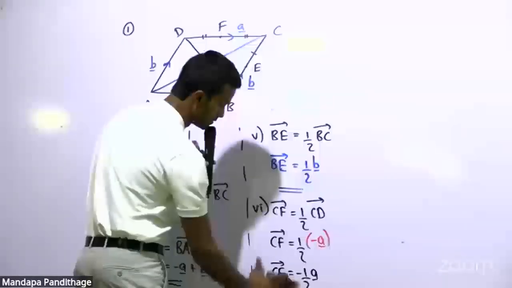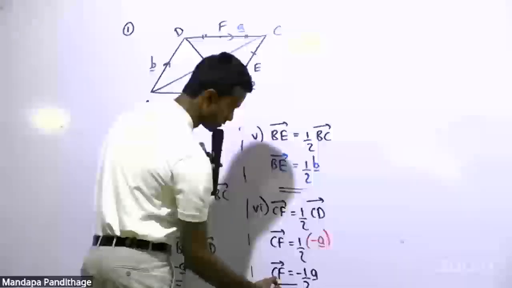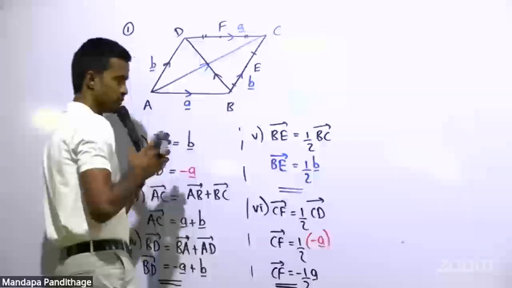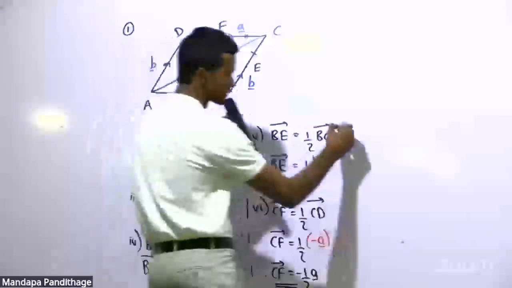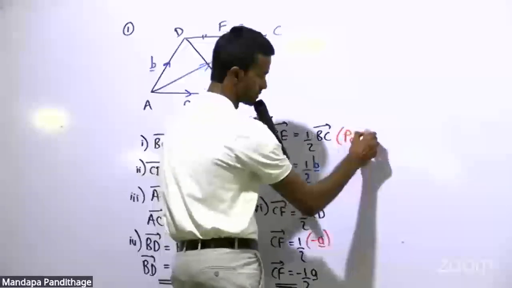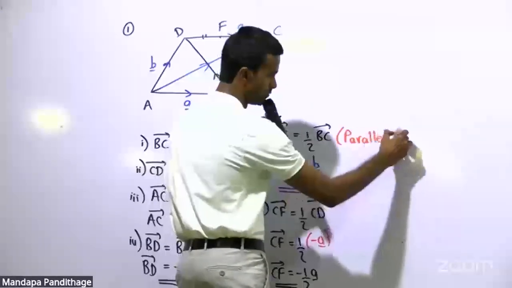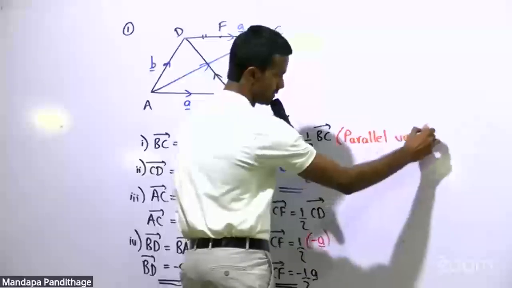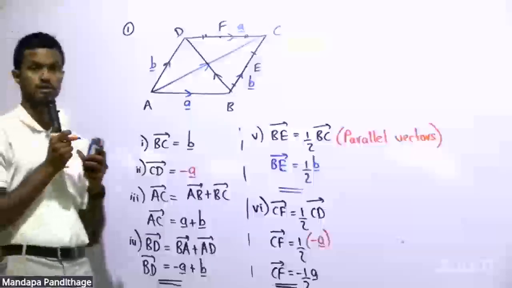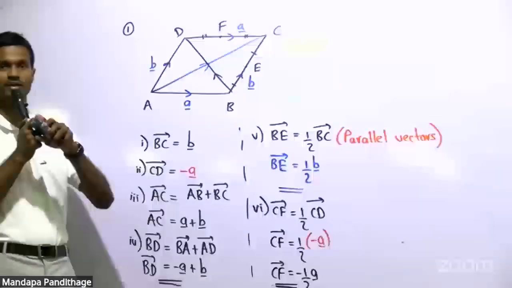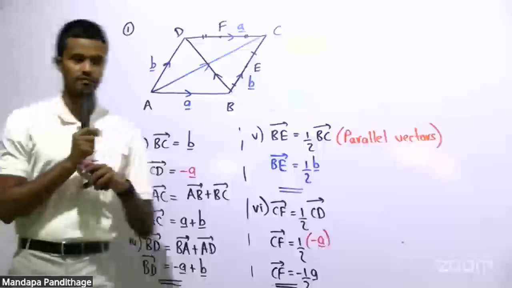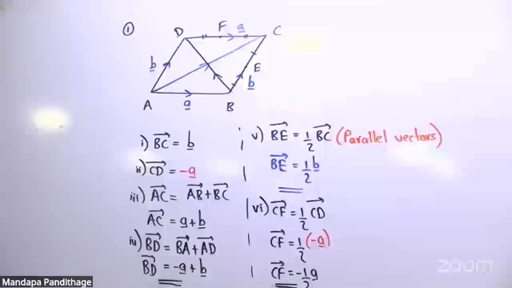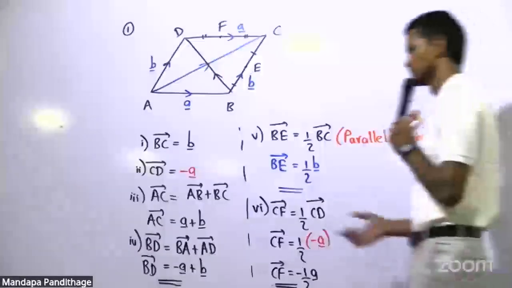So how did we write these two? BE equals half BC and CF equals half CD. That's because of parallel vectors. So every point has been discussed earlier. Hands up if this vector addition is clear. Hands up if this is okay. Then do this one and the second one. After this, do question number 2.